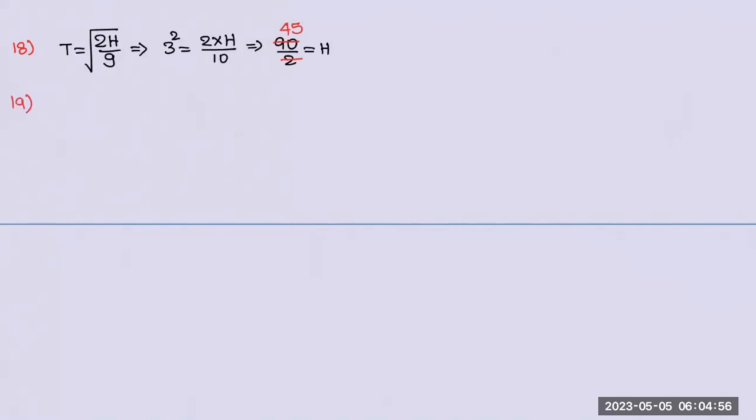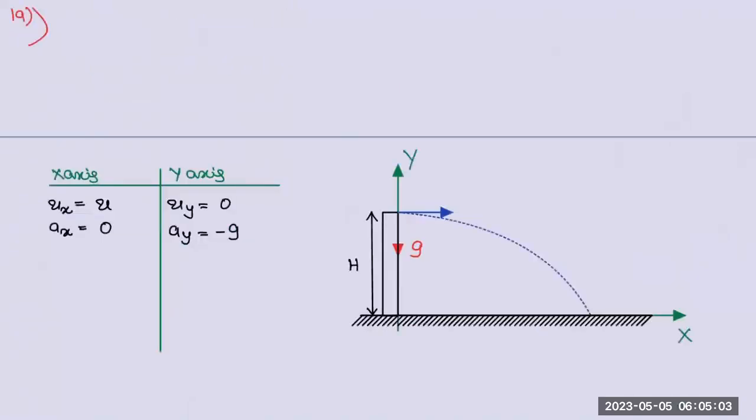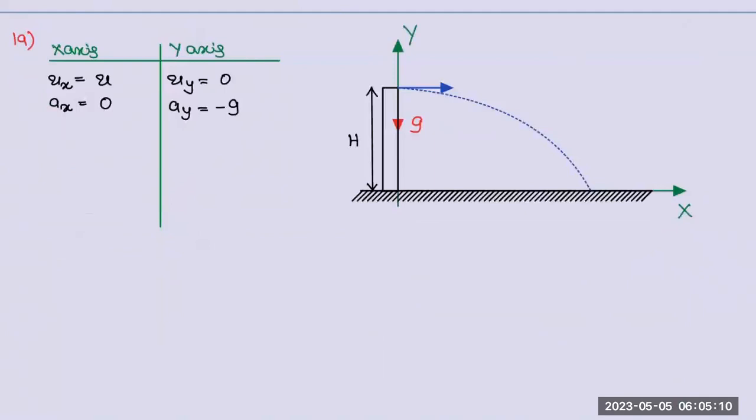19. Body projected from top of a tower. Let us take the diagram here. Yeah, 19. The body is projected horizontally from top of a tower, height 80 meters, with velocity 30 meters per second horizontally. Find the displacement. See, what is displacement? Starting point to ending point. This is a displacement, right? So this is a displacement means what? Horizontal displacement is range, vertical is H.